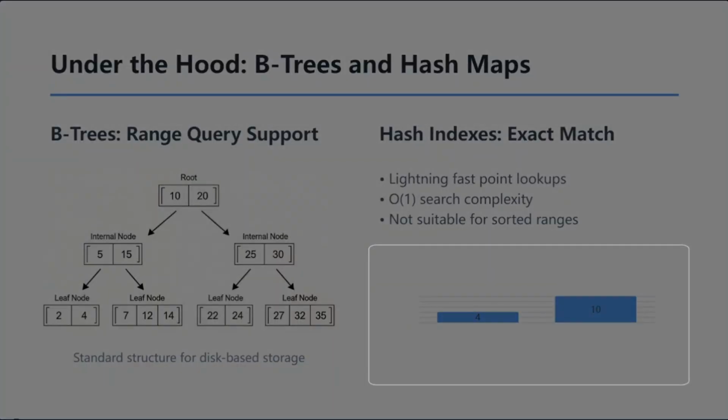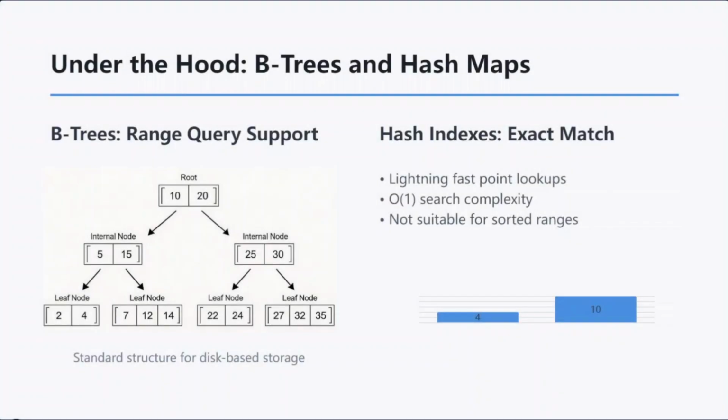Take a look at this comparison chart. While B-trees give us O(log n) performance, which is still very fast, hash maps give us that flat O(1) line. We're trading the flexibility of range searches for raw, lightning speed. Understanding this trade-off is the first step toward master-level system design.